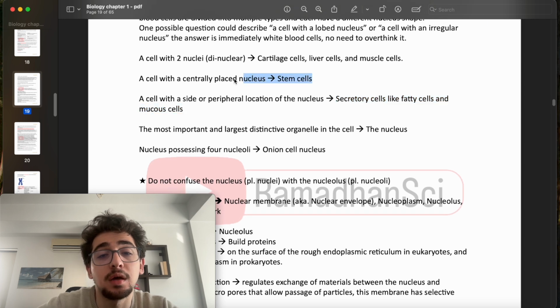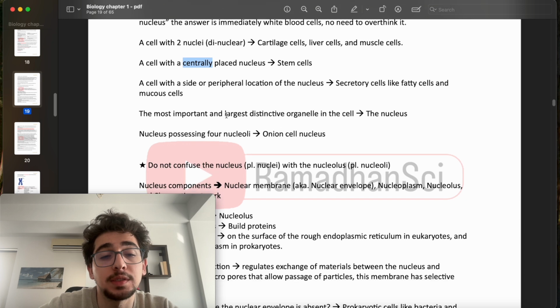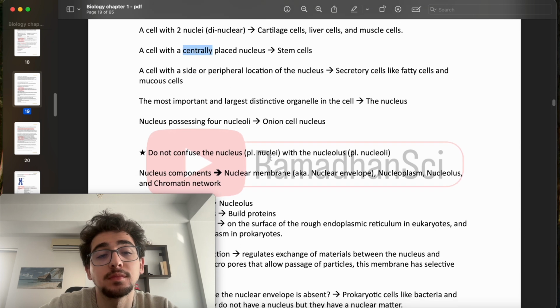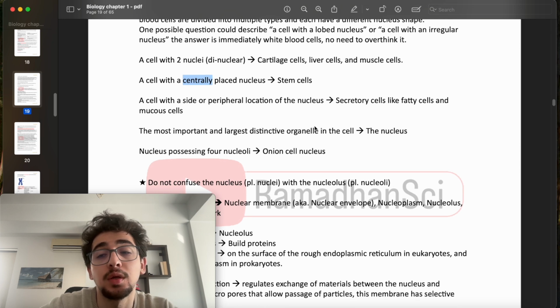I've also seen a question where they put the stem cells and tell you to choose the correct answer between the brackets. They put, like, the stem cells have a nucleus that is placed, and in the brackets they put superficial, peripheral, or central. The answer is centrally placed nucleus. This is also found in the chapter questions, which I also provide in this PDF.